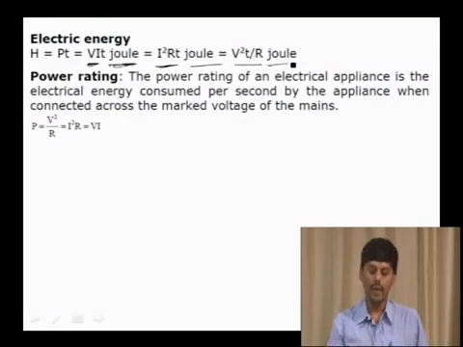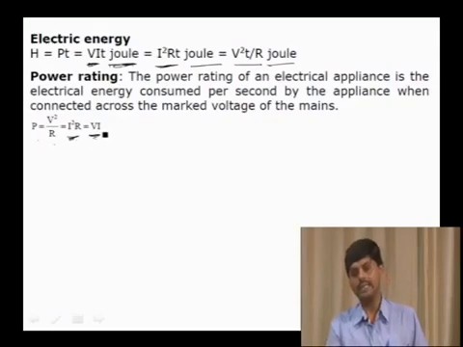Power rating. In bulbs they give the rating, for example 60 watt 220 volt, which is called the power rating. In such cases we calculate the power of the rated bulb. Power is equal to V square divided by R, or in terms of current, I square into R. In terms of both voltage and current, P is equal to VI.